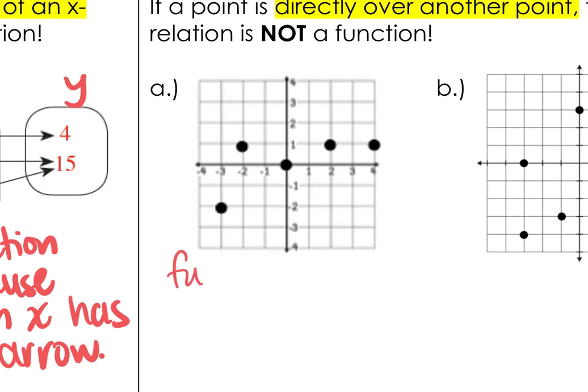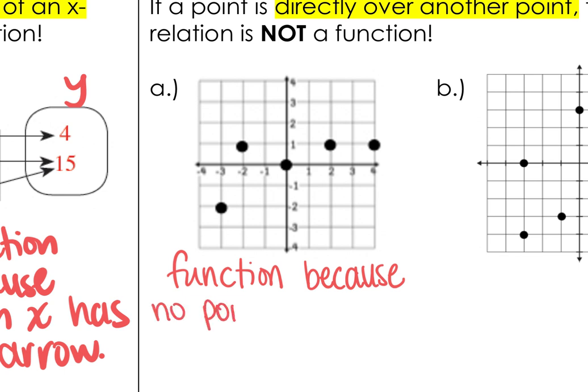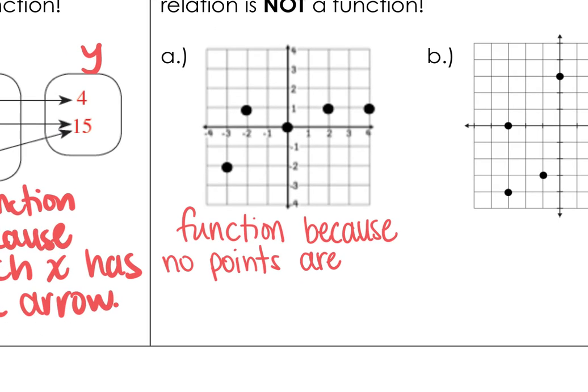So this first table is a function because no points are over another. So since we don't have any points that are directly over another point, this discrete graph is a function.